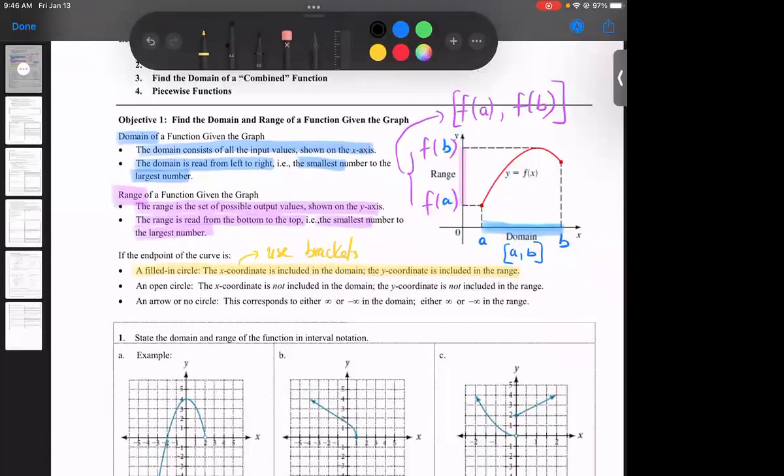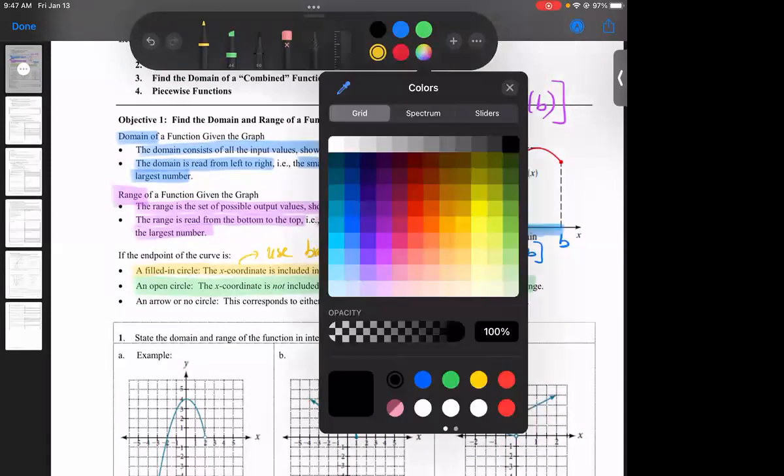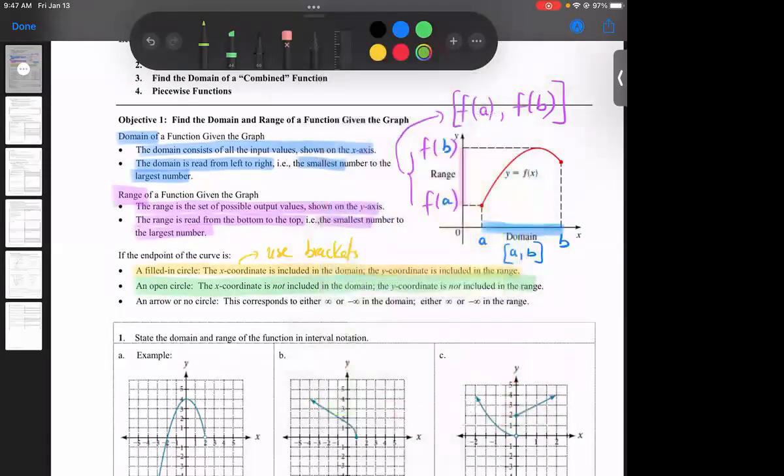What about an open circle? Yeah, when you see a little hollow dot, an open circle, a hollow dot is not included. We're going to use the parenthesis. Very good.